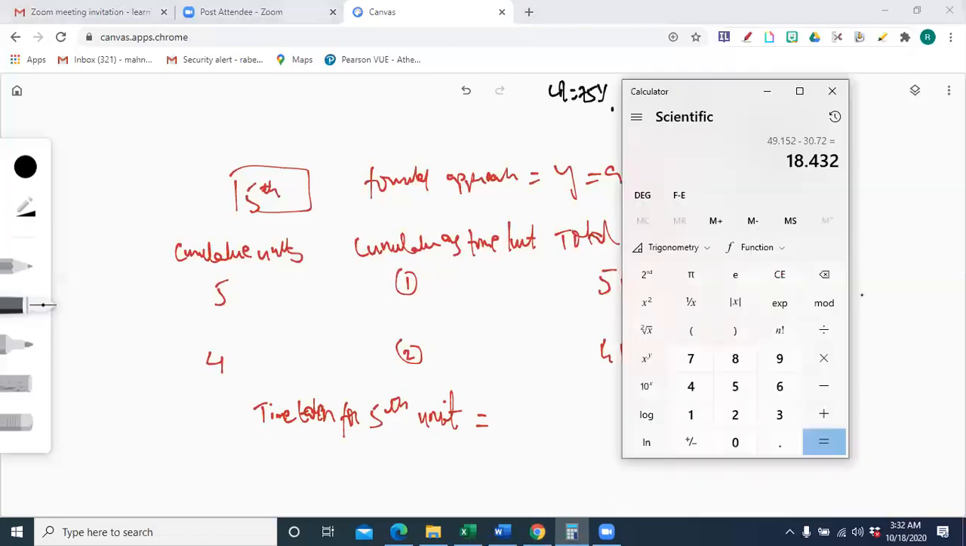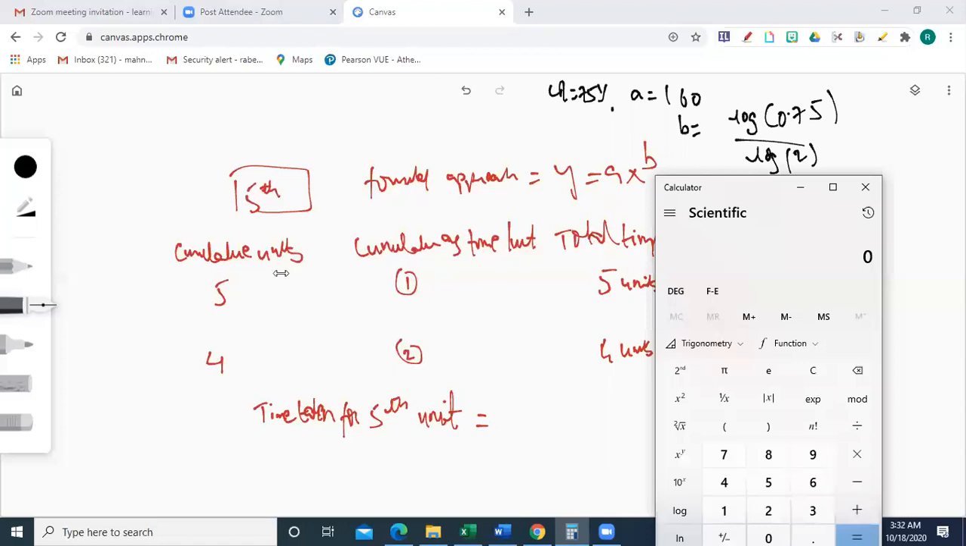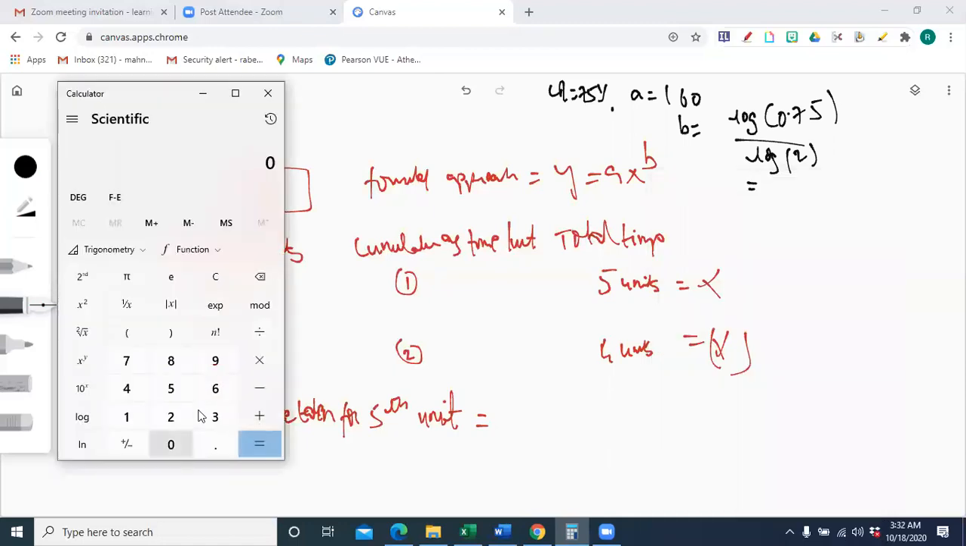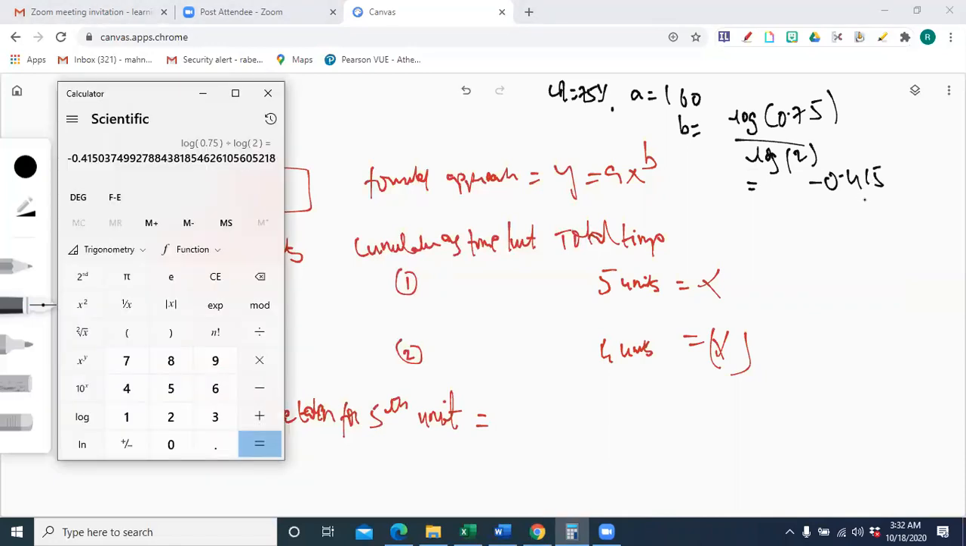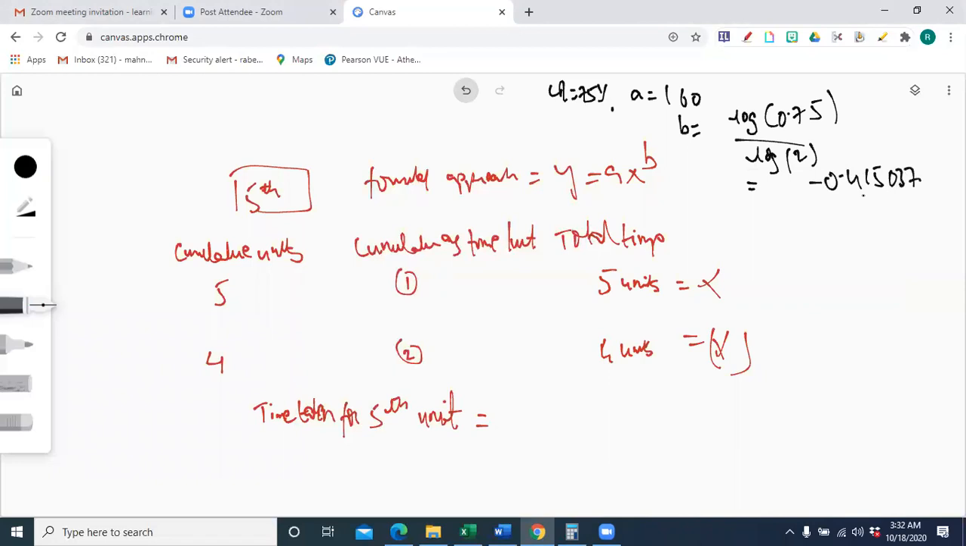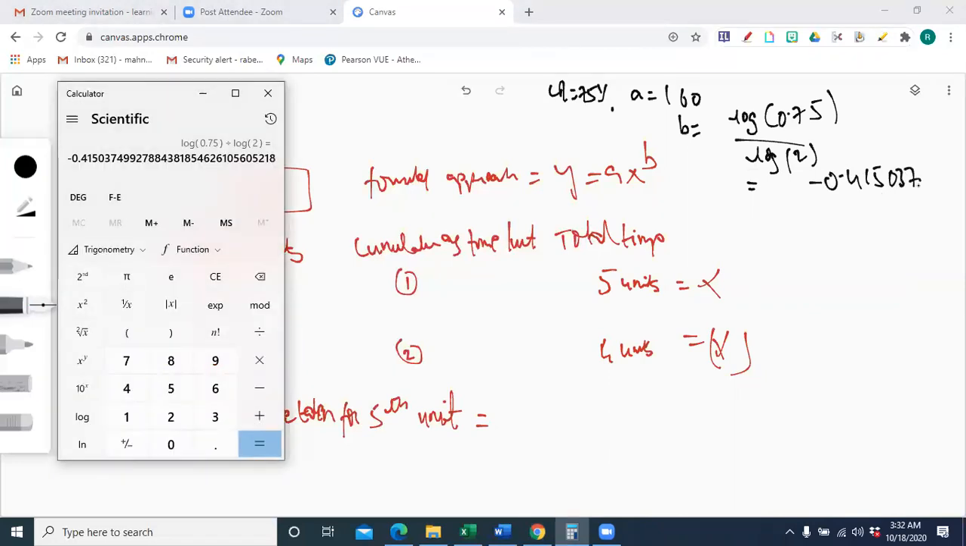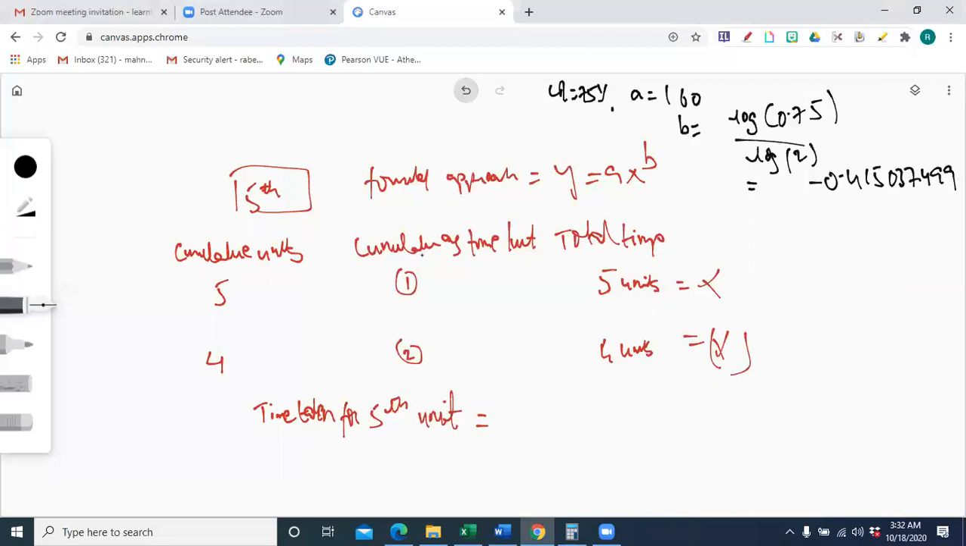See how I'm going to do that in the calculator for you here. So first, log of 0.75 divided by log of 2. I got my learning index here, which is minus 0.415037499.